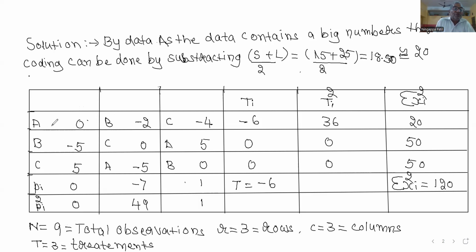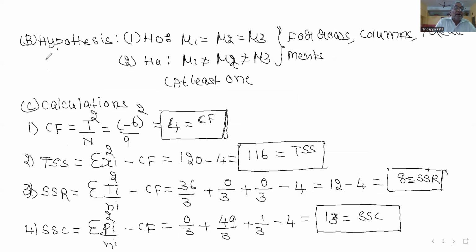And R is equal to rows. Look here. First row, second row, third row. And R is equal to 3 rows. And similarly, columns, first column, second column, third column. And C equal to 3 columns. And treatments, look here, A, B, C. How many variables are there? 3. So that treatments are 3. You can write there. And next, look here, hypothesis, you have to write.